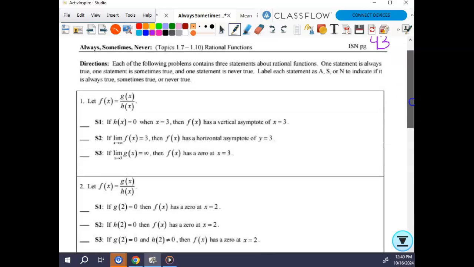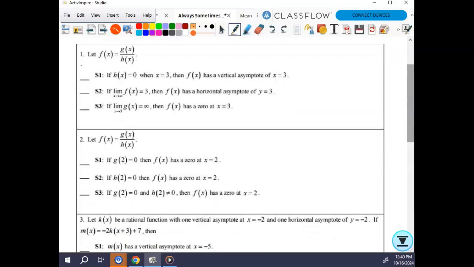Okay, so we have a rational function. It's a ratio of 2 polynomials. So this says if h of x equals 0, that means the denominator, when x equals 3, then f of x has a vertical asymptote. So we have to decide if that's always, sometimes, or never true. Here's what I would do. An equation might help me. When it says h of x equals 0 at x equals 3, that would mean I would have to have an x minus 3 in the denominator. Do we all understand how the first part of that sentence means this?